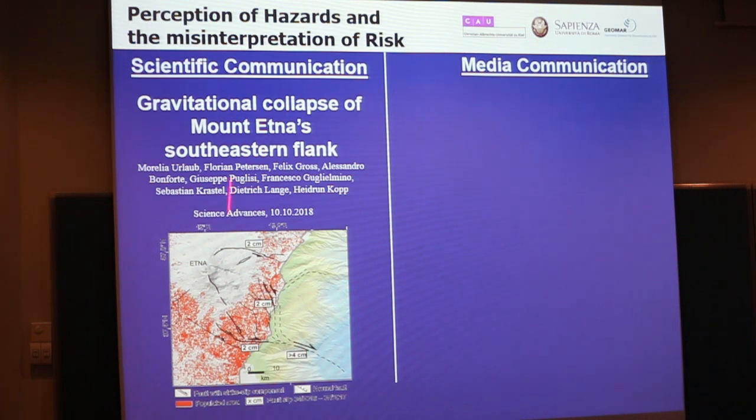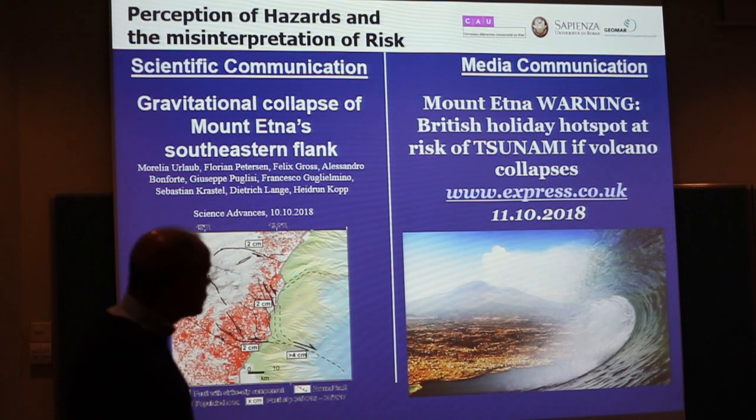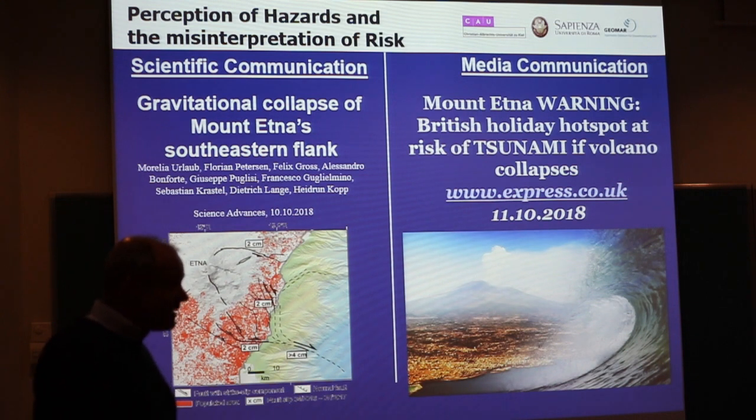And this paper caused really very large media attention, and then something like that came out here. Mount Etna warning, British holiday hotspot at risk of tsunami and volcano collapses. And that's for sure nothing we have said.